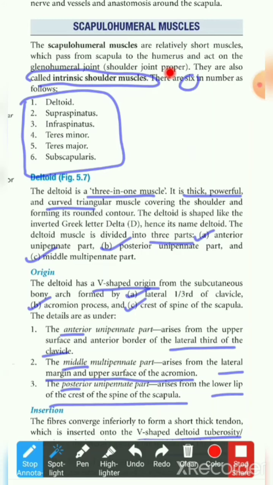And then come to the action. The deltoid has 3 fibers: anterior, posterior, and medial fibers. The anterior fibers are the flexor and medial rotator of the arm, the posterior fibers are the extensor and lateral rotators of the arm, and the middle multipennate fibers are a strong abductor of the arm from 15° up to 90°.